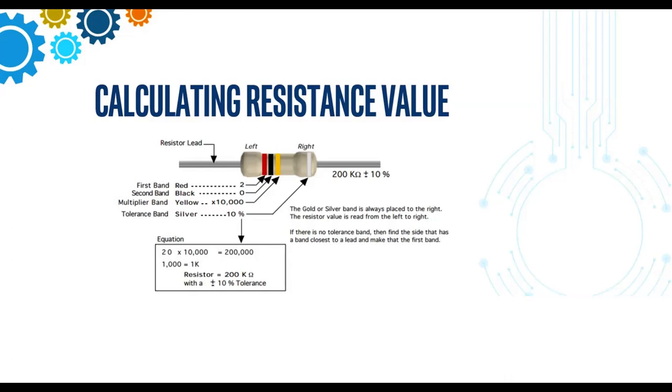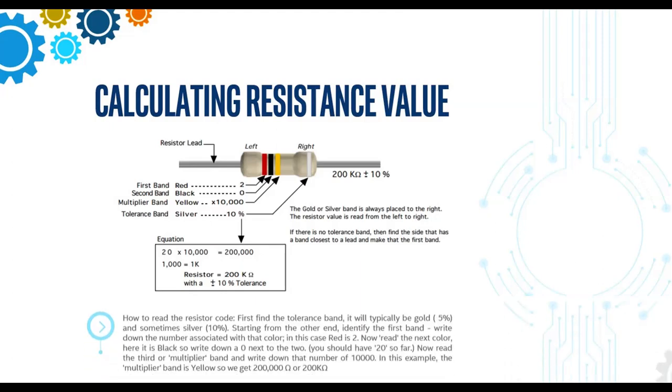As I said, we have a resistance value. A 4-color band is available on a resistor. So how do we read that resistor code? First, find the tolerance. Gold has a 5% tolerance, and sometimes silver has a 10% tolerance. In our example we have silver, which is a 10% tolerance.